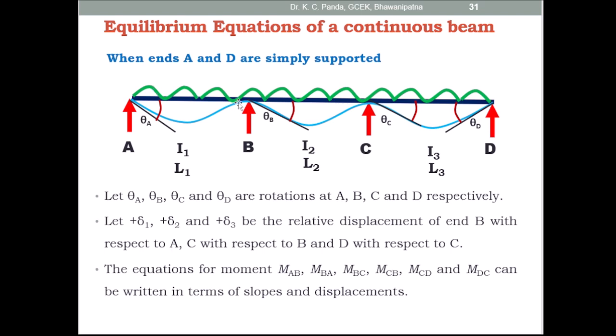So here MBA plus MBC is equal to 0. Then the third equation you get at joint C, that is the summation of moment at C is equal to 0. That is MCB plus MCD is equal to 0. And the fourth equilibrium equation you get at joint D, that is the summation of moment at D is equal to 0. That is MDC is equal to 0. So by using these 4 equilibrium equations, you can find out these 4 unknown displacements.